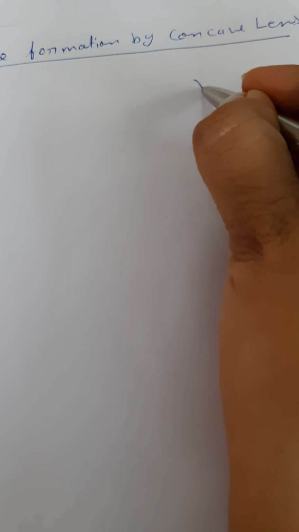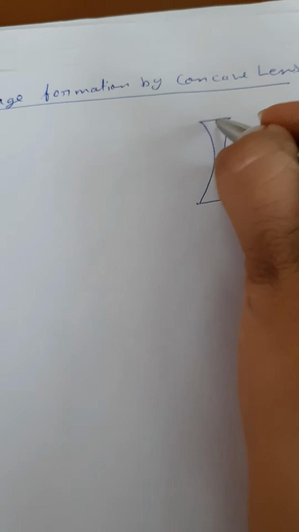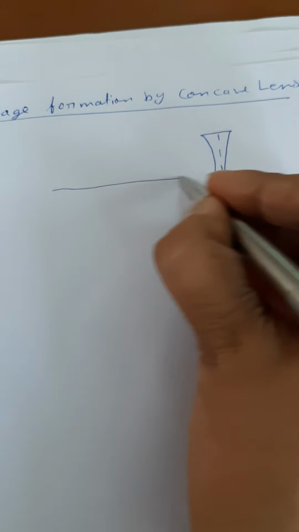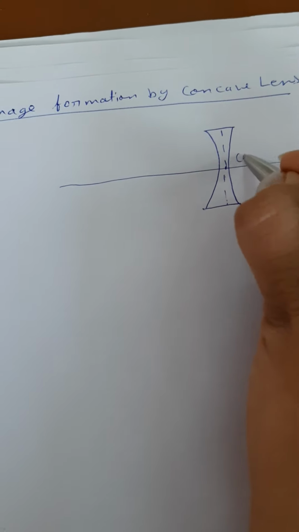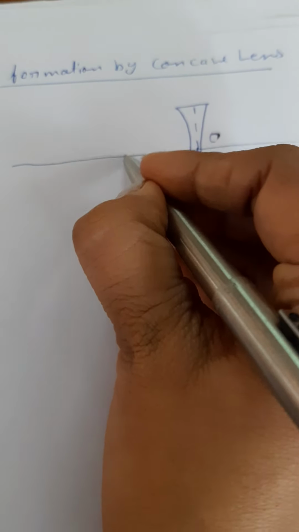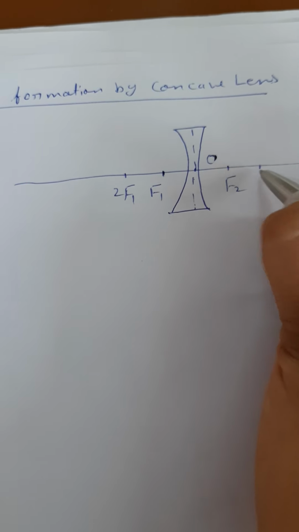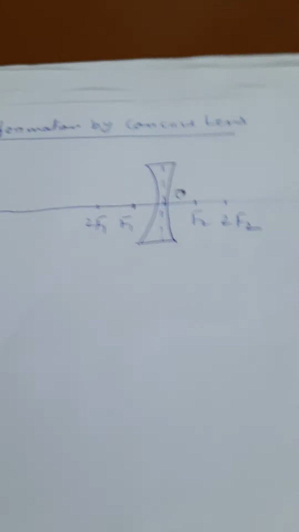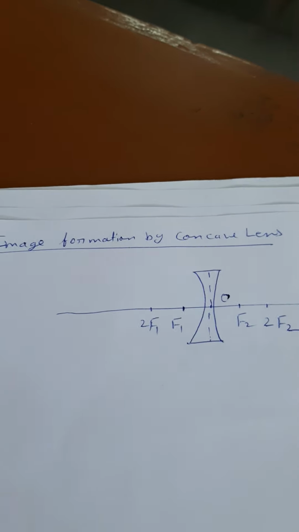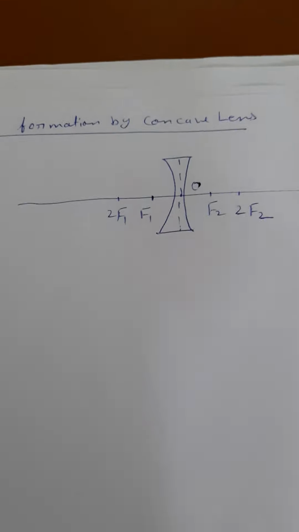See, suppose this is a concave lens. Draw the line of separation, then the principal axis, mark the optical center, and once again mark f1, 2f1, f2 and 2f2. Mark like this. Okay, here we will discuss once again only two cases. One is the object kept at infinity, and the second is the object in front of the lens.